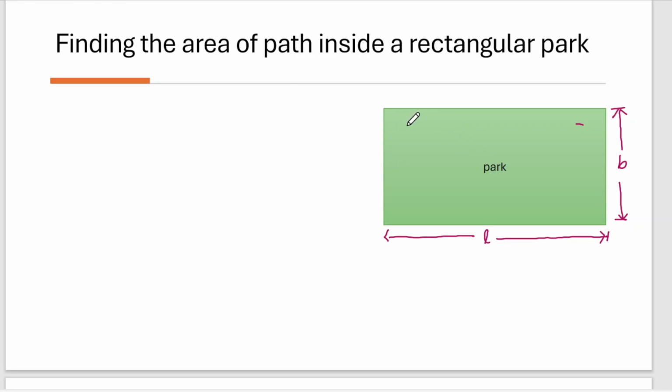We do proper diagram. Okay. So we are going to construct a path inside this rectangular park. And we are keeping the breadth of the park, or the width of the path, as W. Uniform path. Okay. W.